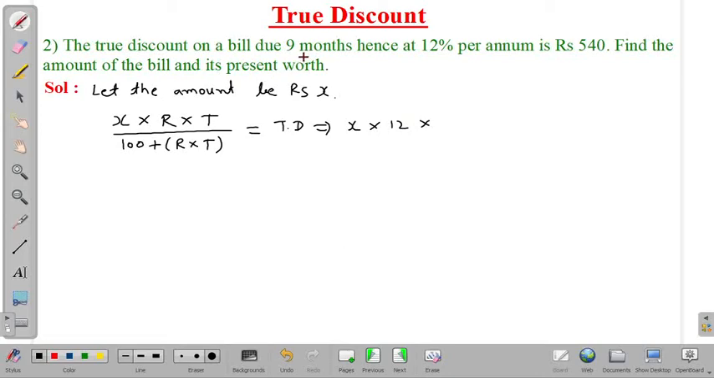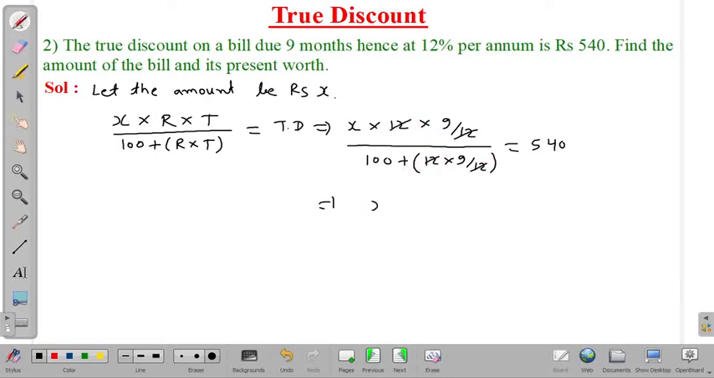So we need to convert this into years, so it will be equal to 9 by 12 divided by 100 plus rate of interest again is 12% into time is 9 by 12 years, and this is given as 540 rupees. See, true discount is given as 540. So from here you can see 12 will get cancelled out, this 12 also gets cancelled out.